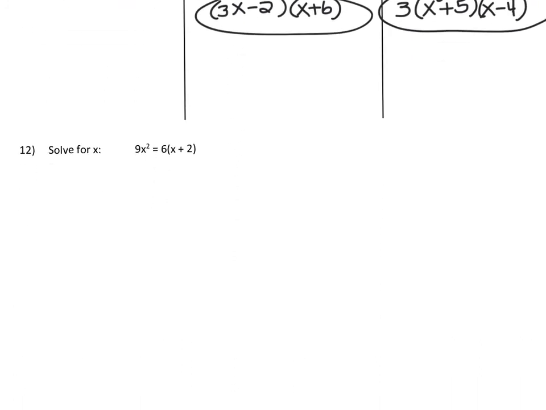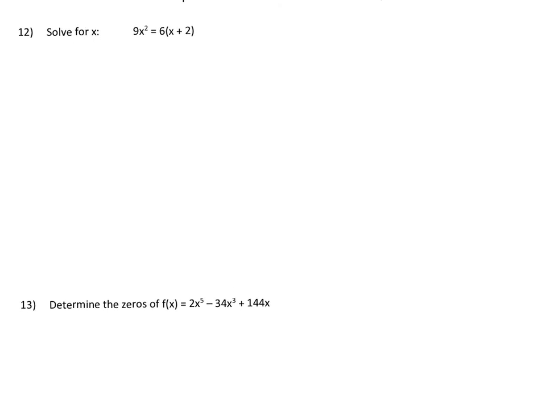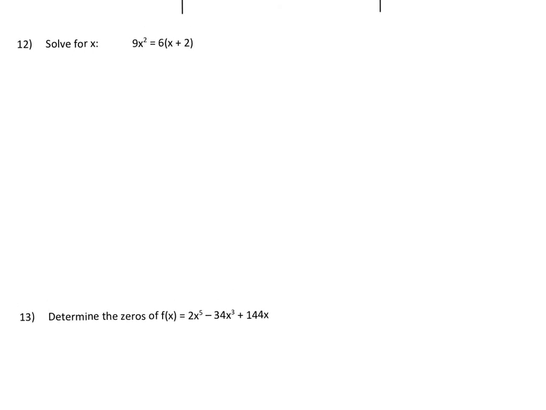Okay, so let's take a look at number 12. It says solve for x. All right, well, I think what I'm going to do first to start is I'm going to distribute. So let me distribute the 6 into the parentheses. All right, so that leaves us with 9x squared equals, and then 6 times 2 is 12, so 6x plus 12.